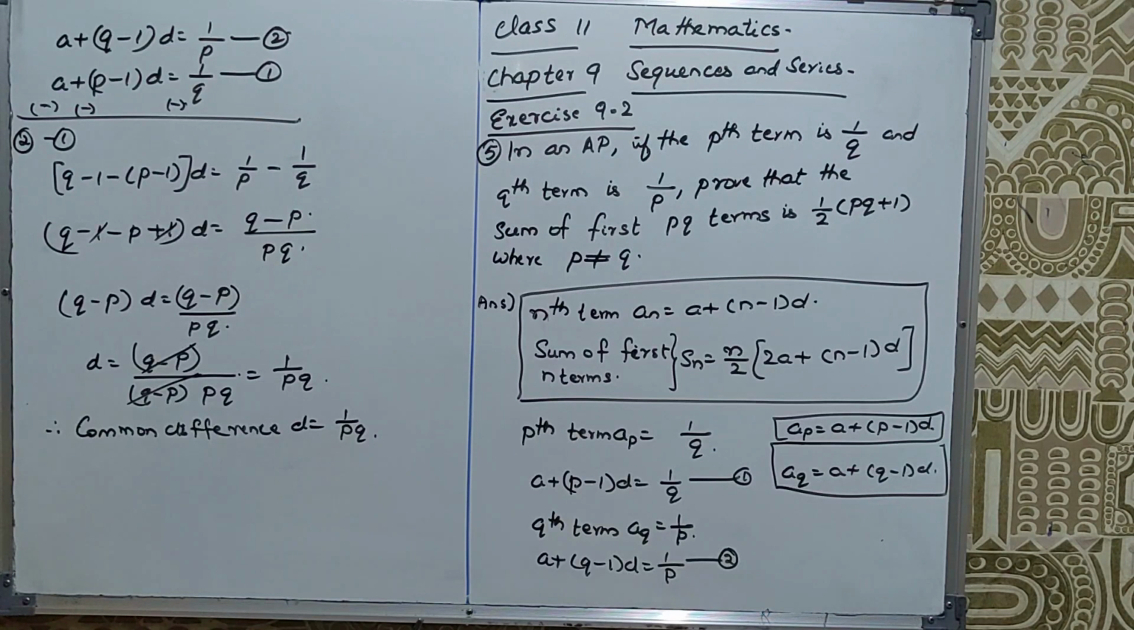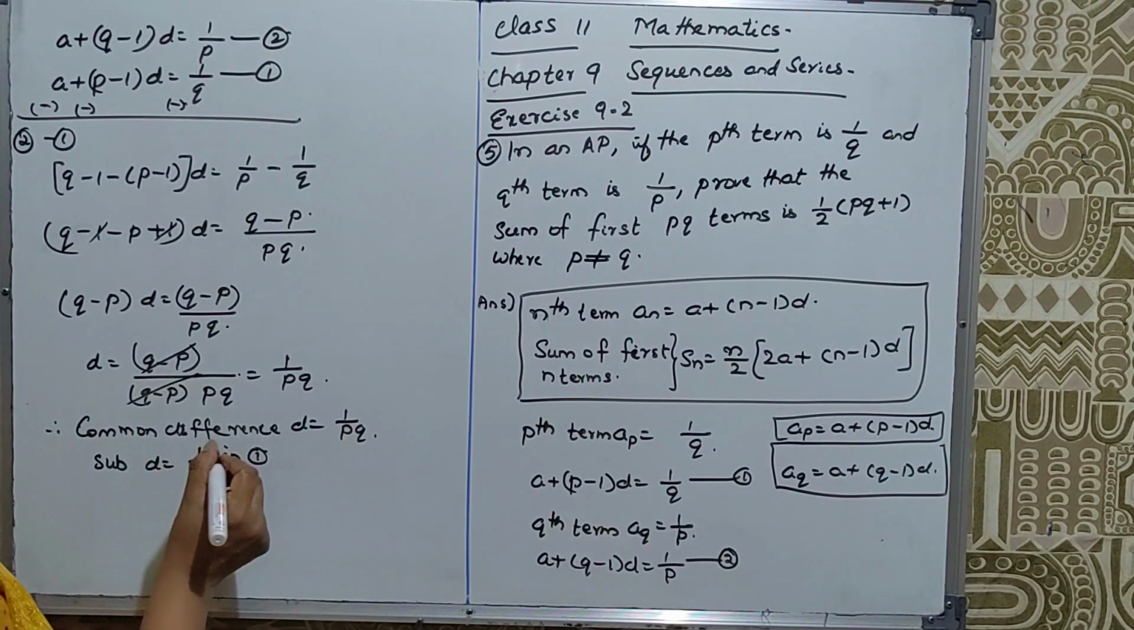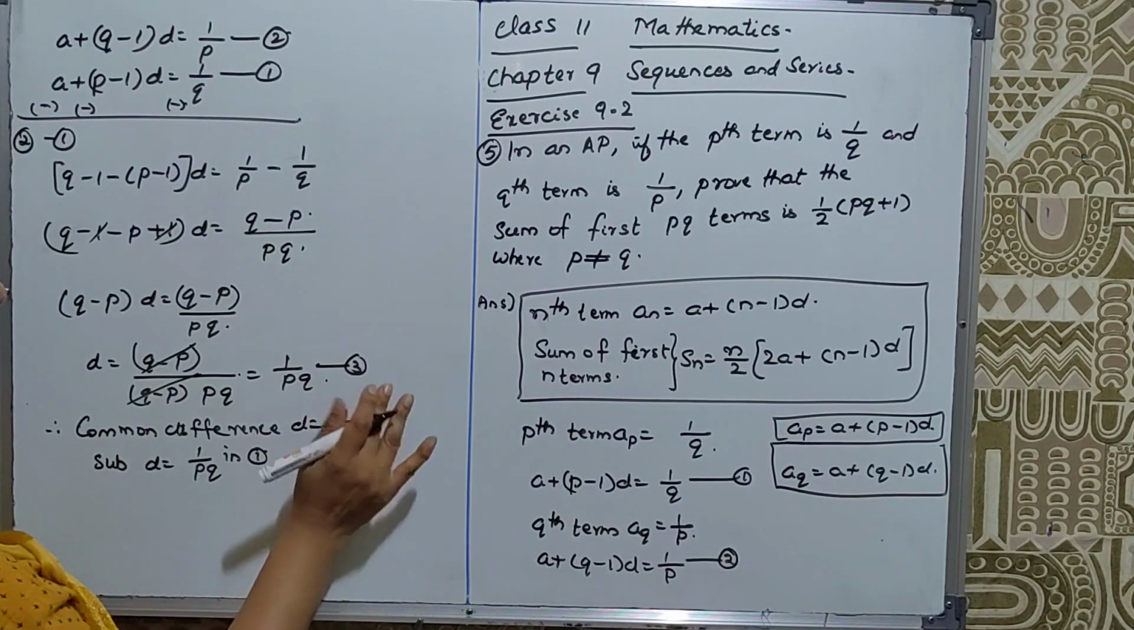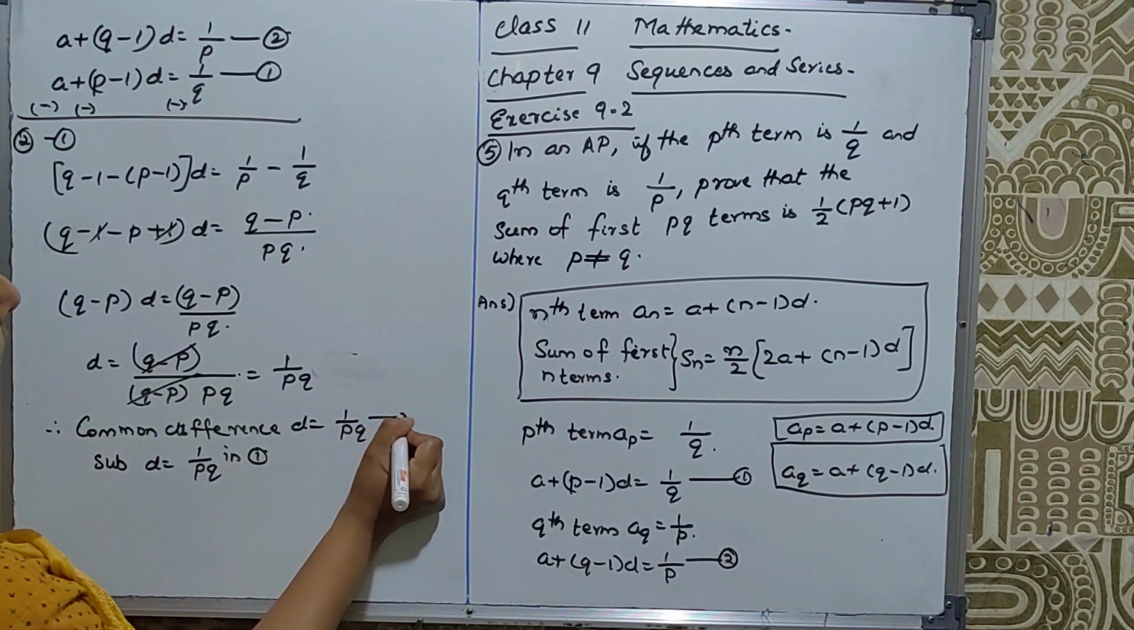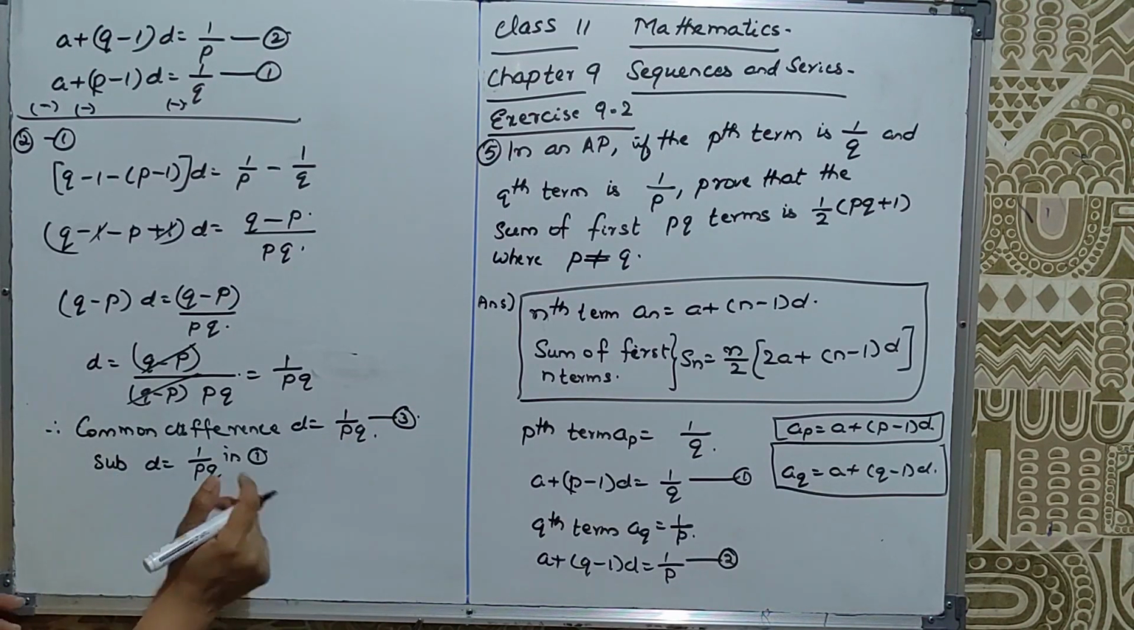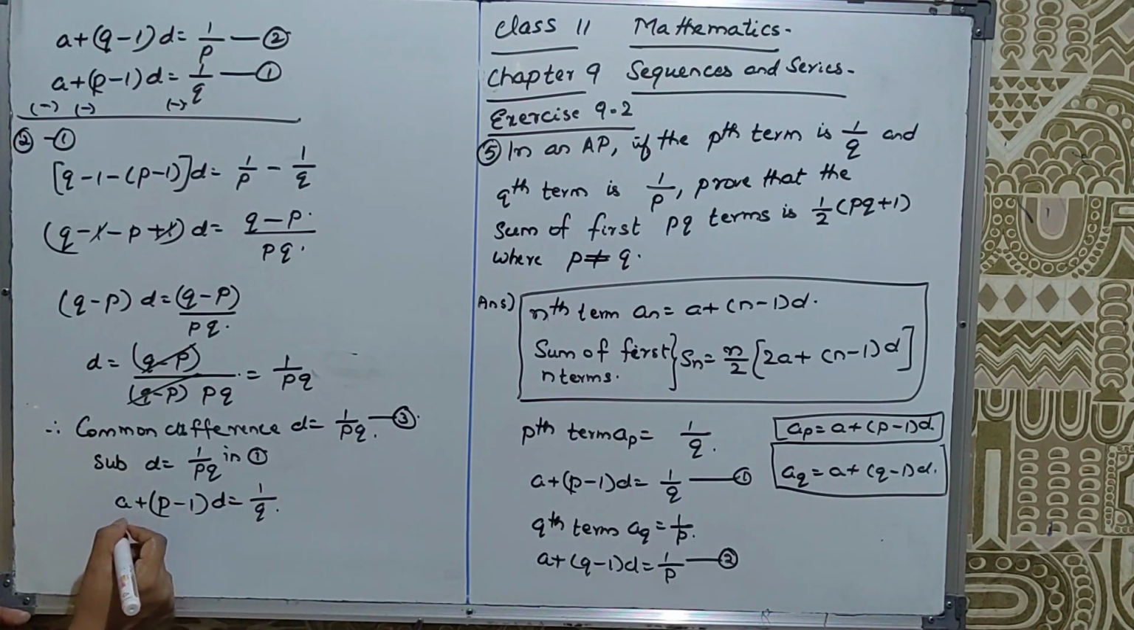Now we will substitute d equal to 1 by pq in any one of the equations. I will substitute that one in equation number 1. Name it as 3, common difference 3. Now substitute: it will be a plus p minus 1 into, in the place of d you will write 1 by pq, equal to 1 by q.